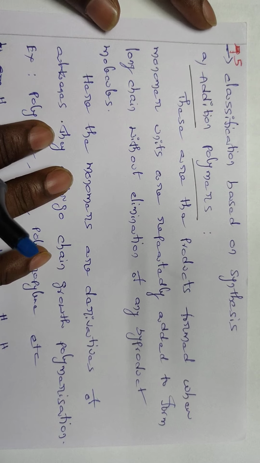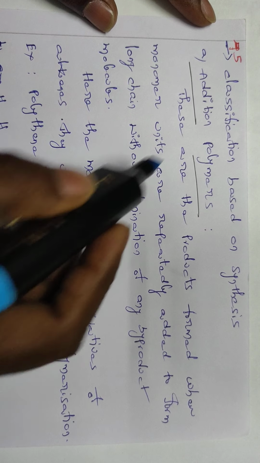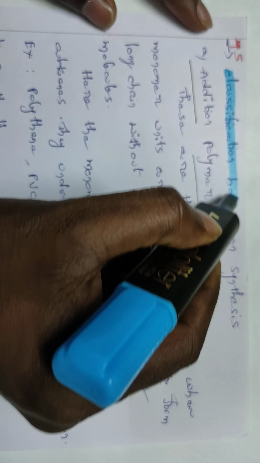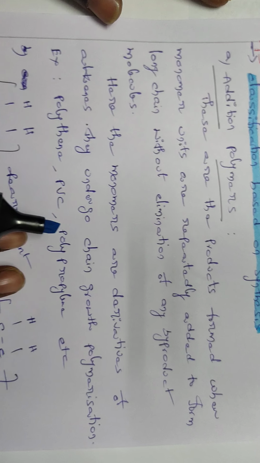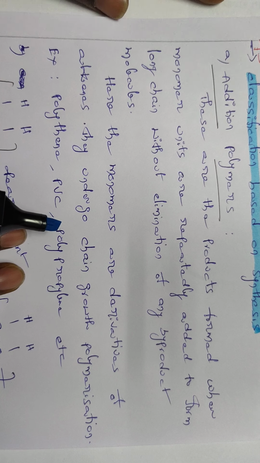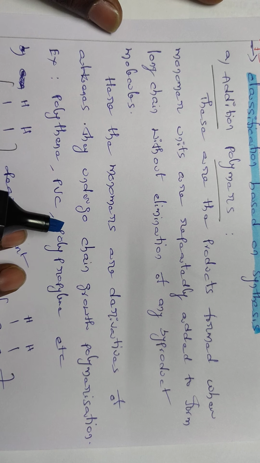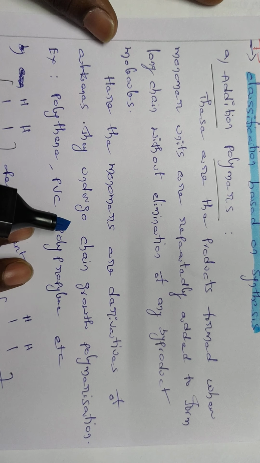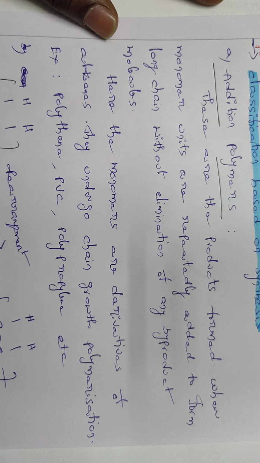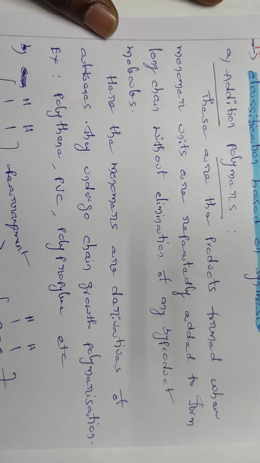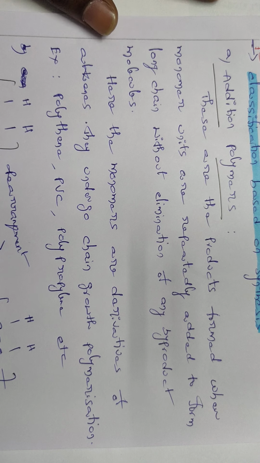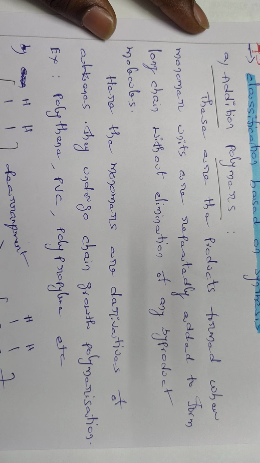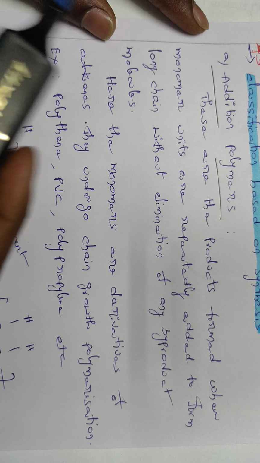And then the next classification is classification based on synthesis, based on mode of synthesis, the way in which we prepare the polymers, that is synthesis. So mainly based on synthesis, polymers are classified as addition polymers, condensation polymers, and copolymers. So what are addition polymers, what are condensation polymers, and what are copolymers?